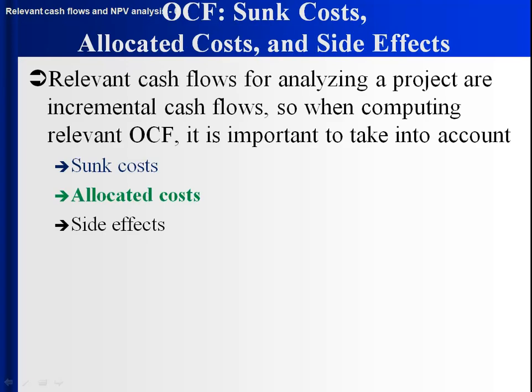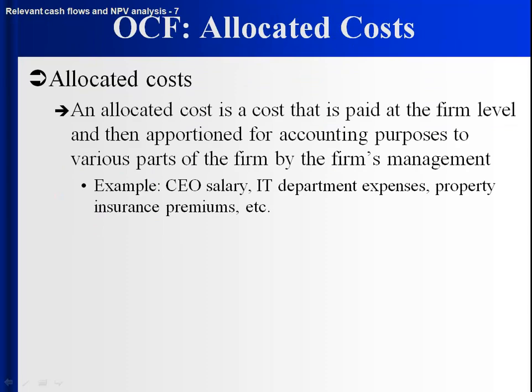Second important thing to pay attention to with respect to incremental cash flows are allocated costs. An allocated cost is a cost that's paid at the firm level, like the CEO salary or property insurance premiums or rent if an entire office building is rented. And then for internal accounting purposes, firms will apportion that expense across different parts of the firm, different divisions, different departments, different units. It's often used to assess the performance of different parts of the firm. Sometimes compensation is tied to it, and so it's an allocated cost.